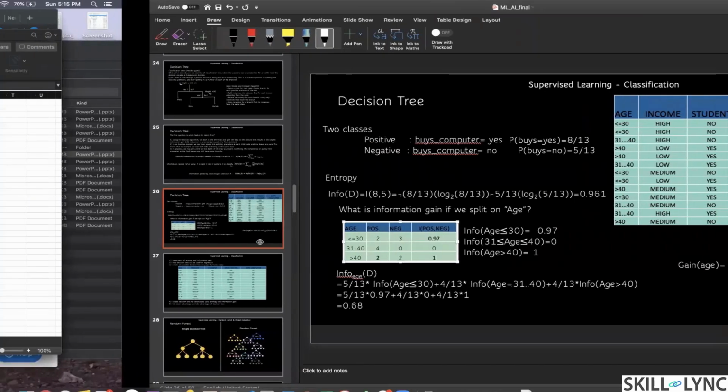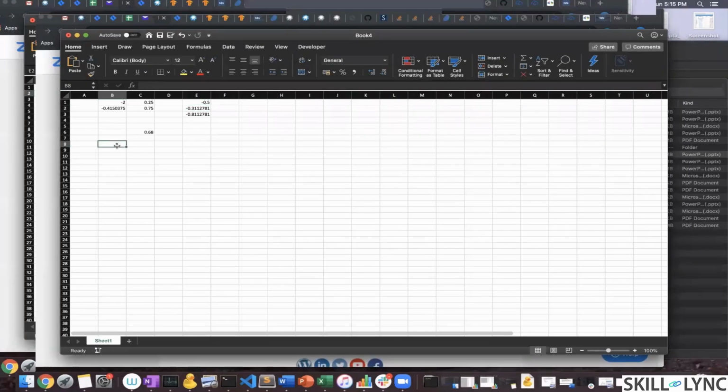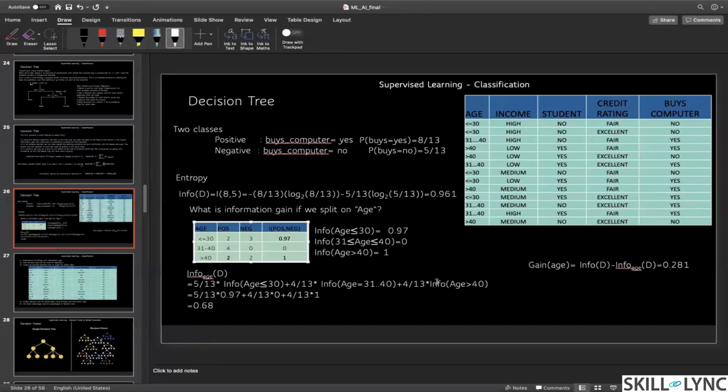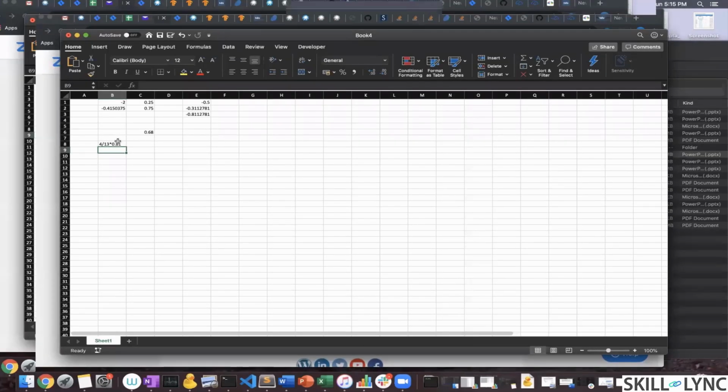So let's calculate 4 by 13 into 0.81. The next one is 0. The last one would be 5 by 13 into 0.97. Now I have to give the equal-to value, and then I have to add the terms together.